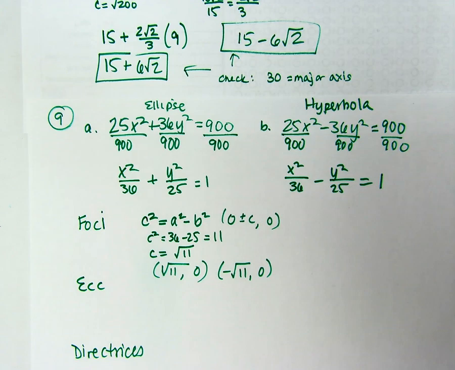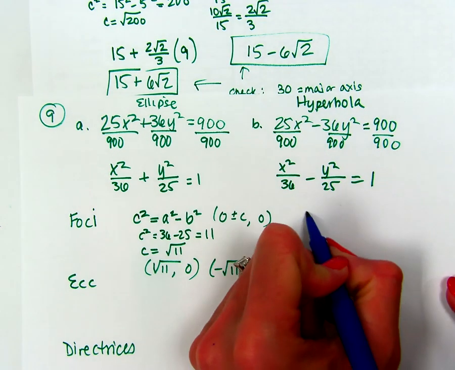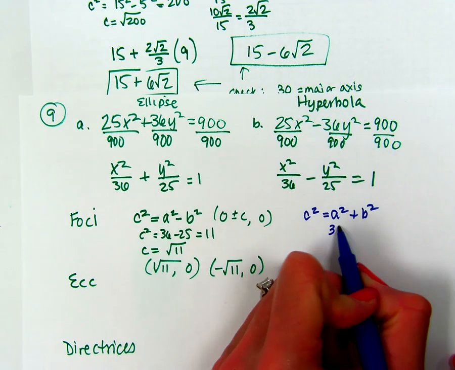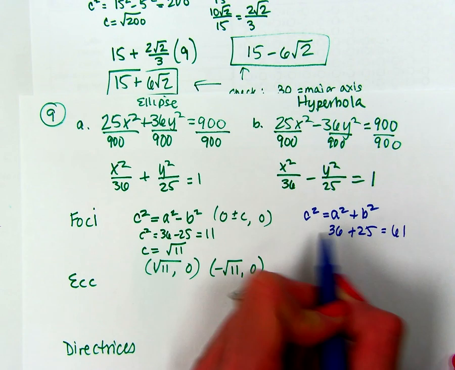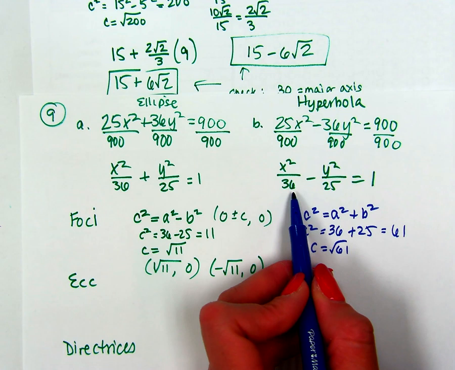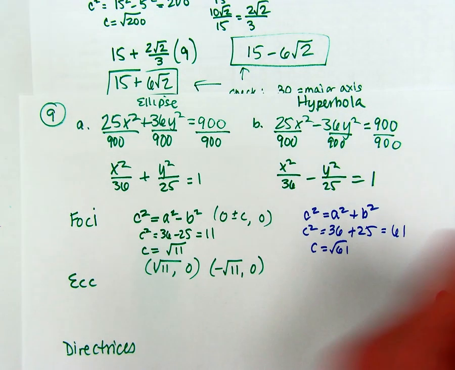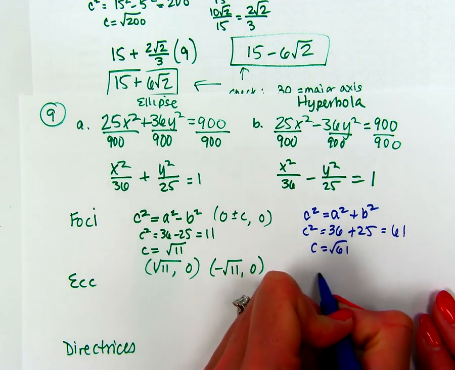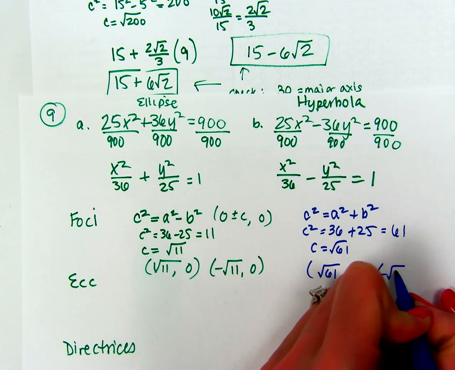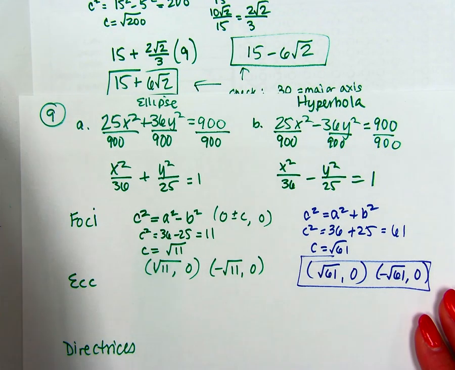All right, I'll use a different color for the hyperbola one. The only difference here is that you're going to do c squared equals a squared plus b squared, like the Pythagorean theorem. So this time we're going to do 36 plus 25. That gives us 61, and c is root 61. But I'm still going to go along, not my major axis this time, but my transverse axis. So we're going to move from 0, 0 to 0 plus root 61, and 0 minus root 61, comma 0. Okay, so there's your first answer.